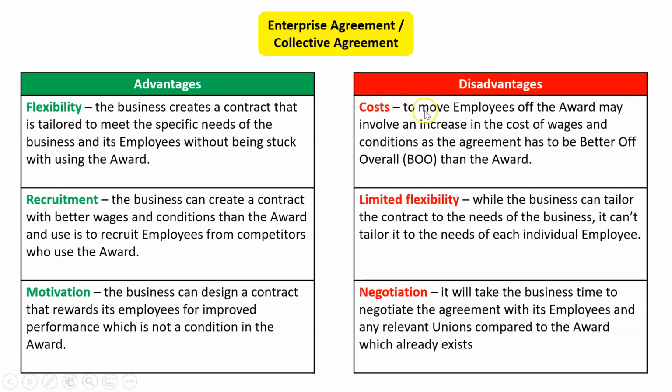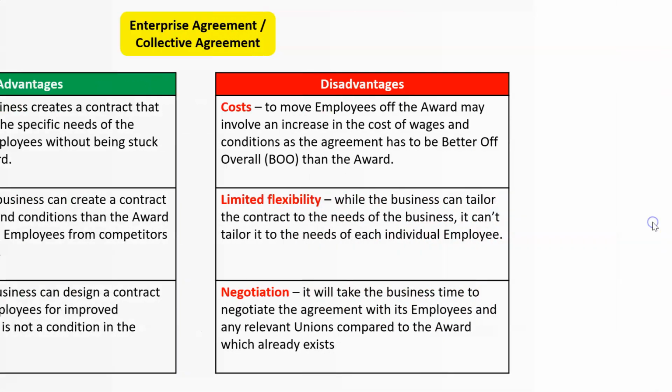Disadvantages: cost more. Literally, it's got to be better off overall. So it's going to cost me more money, so higher wages. Limited flexibility. I can tailor it to all my workers, but not individual employees. It's got to apply to everyone equally at my workplace. And I've got to negotiate it. That's going to take time and effort.